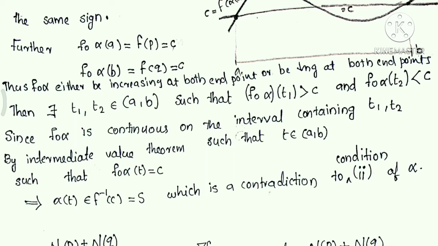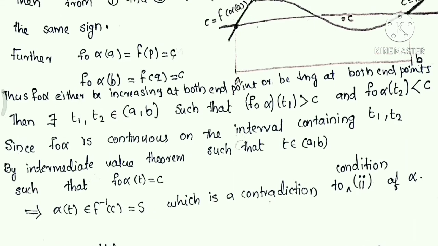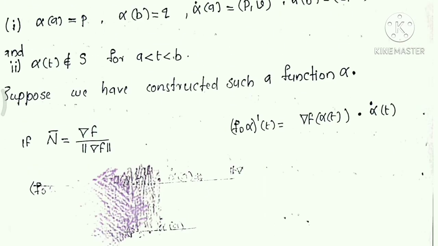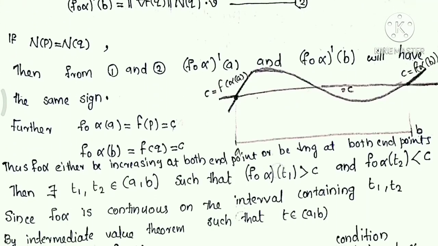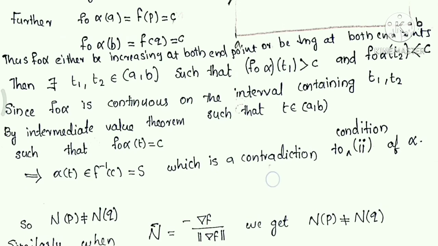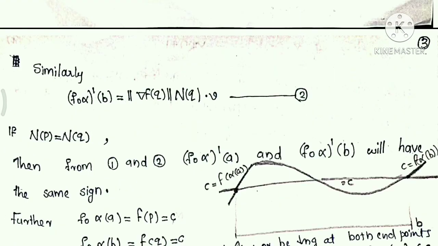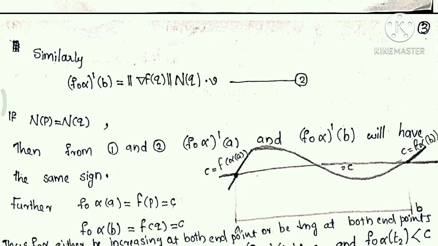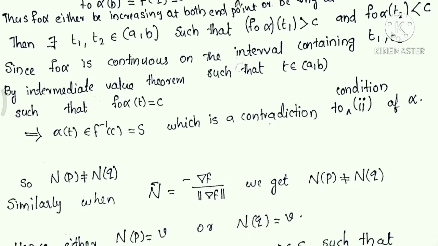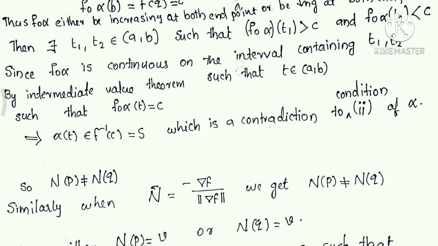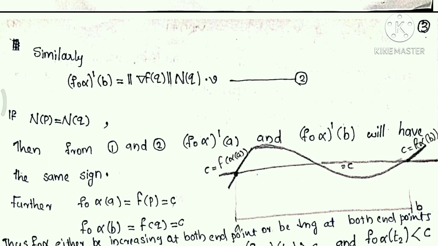And f composition alpha of t equal to c implies that alpha of t belongs to f inverse of c, which is equal to S. That is, there exists a point t in the open interval (a,b) such that alpha of t belongs to S, which is a contradiction to the second condition of alpha. Since it is a contradiction, our assumption is wrong. Here we assumed that n of p is equal to n of q, which leads to a contradiction. Hence, n of p is not equal to n of q.